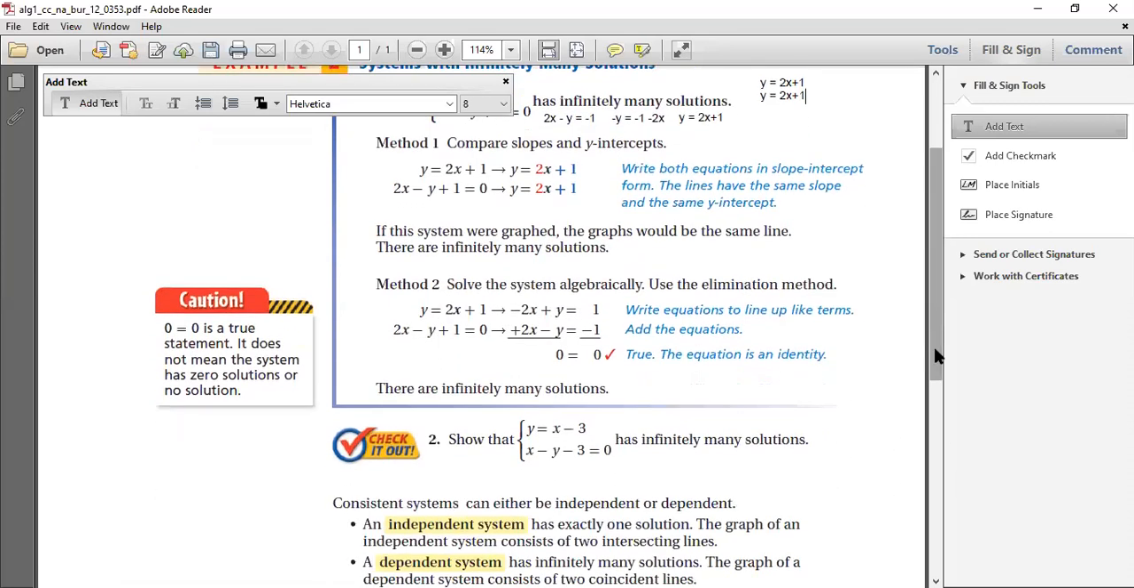So let's quickly try this part. Show that y is equal to x minus 3 and x minus y minus 3 equals 0 have infinitely many solutions. So here again, it's the same kind of equation. So let's put it right. That's going to be x minus y equals 0 plus 3, which gives you 3. Minus 3 goes to that side, it becomes plus 3. So these are the two equations we have. Now this is already in the y-intercept form, but this is not. So let's change this to y-intercept form. So that's going to be minus y equals 3 minus x. Plus x will become minus x.